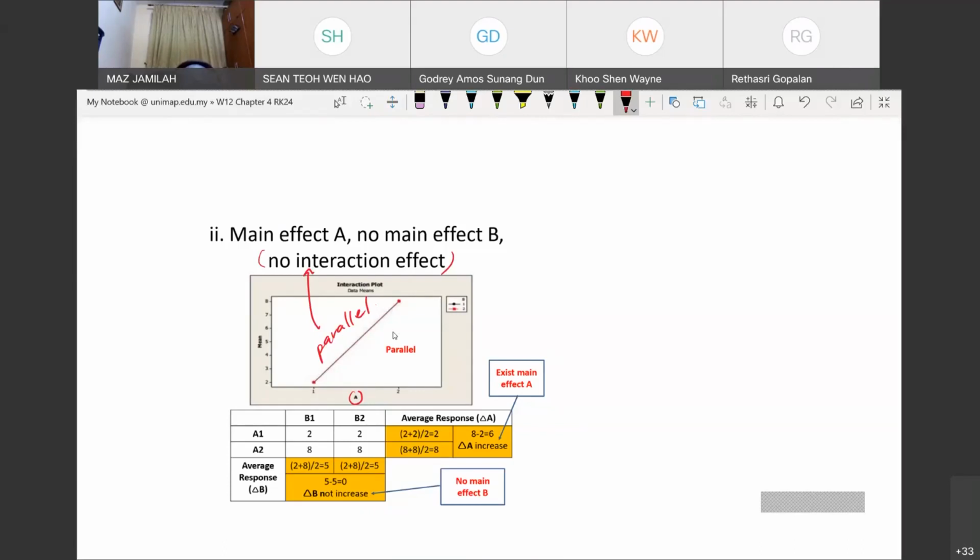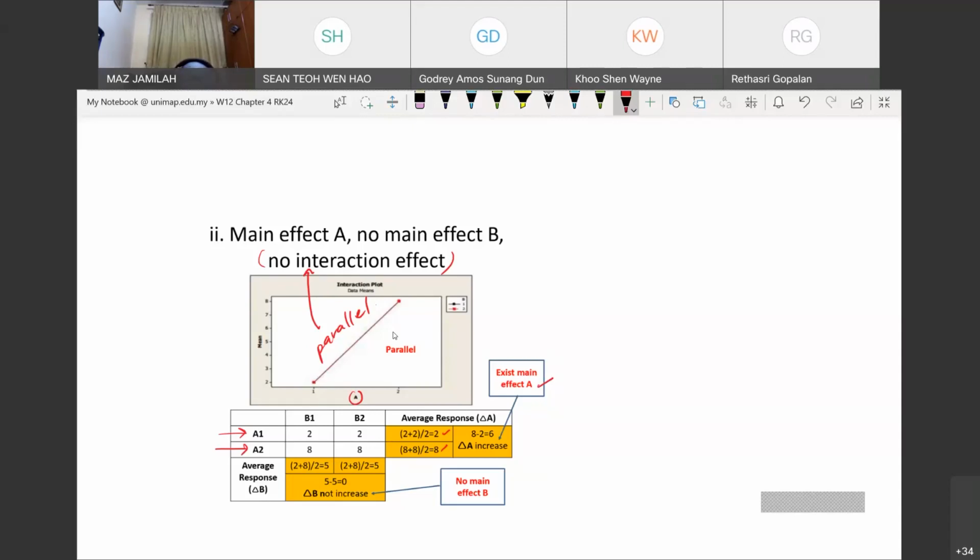For factor A, we find the average value of factor A. You have 2 and 2, low for B1, high for B2. We find the average, we get 2. For the second level of factor A, the average value is 8. So in this case, there is an increase of A. What happened is that you got an effect of factor A.